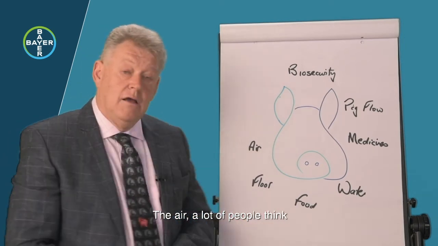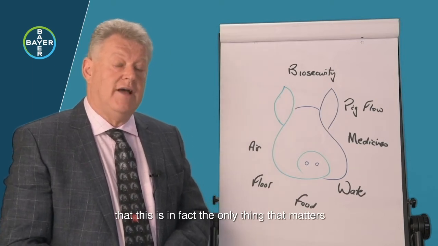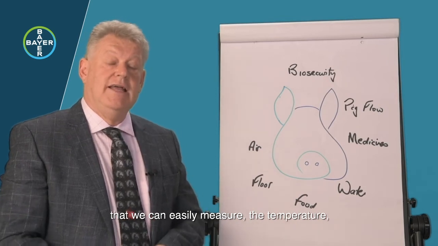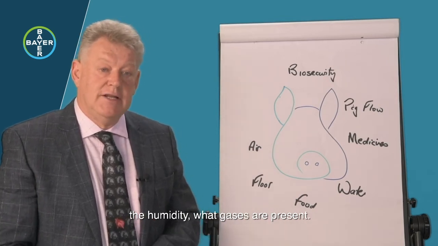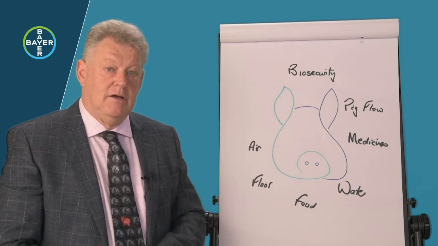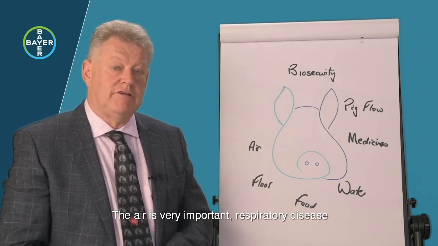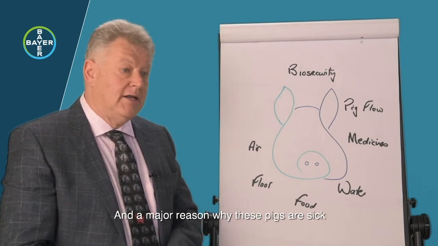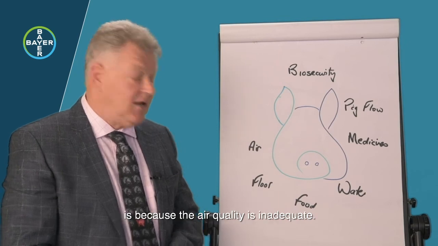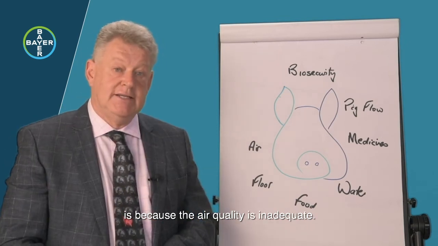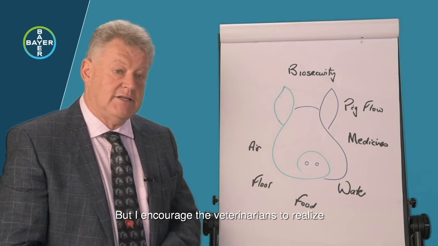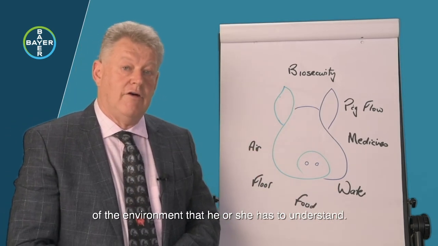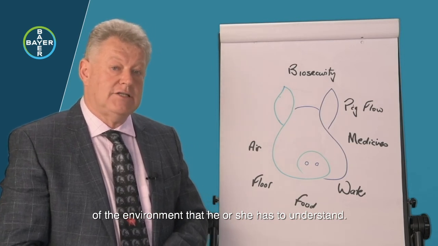The air. A lot of people think that this is in fact the only thing that matters in environmental medicine, because it's something that we can easily measure: the temperature, the humidity, what gases are present. The air is very important. Respiratory disease counts for some 70% of most clinicians' time. And a major reason why these pigs are sick is because the air quality is inadequate. But I encourage the veterinarians to realize that the air is only one of 4 components of the environment that he or she has to understand.